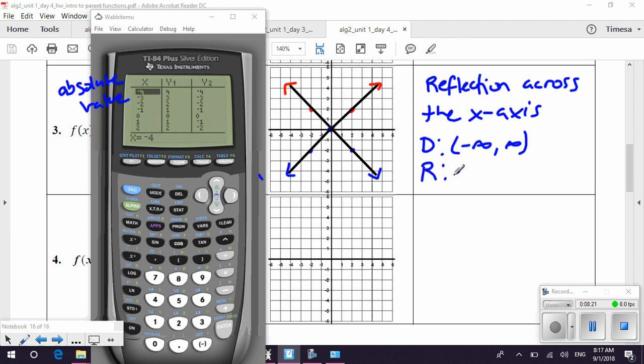However, the range has flipped over. The lowest possible y is negative infinity because it has arrows and it's constantly going downwards. But now the highest possible y is 0. And that gets a bracket because it's a definite closed point on the graph.